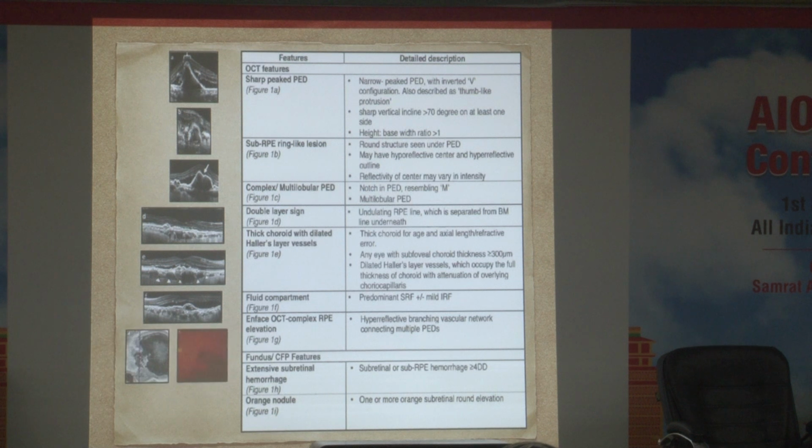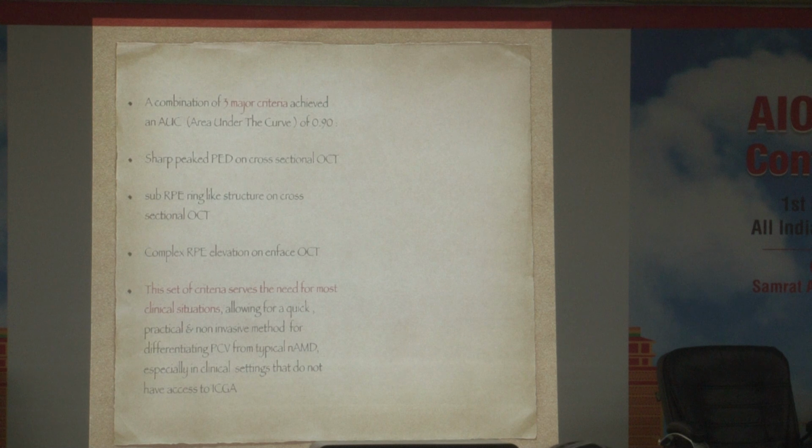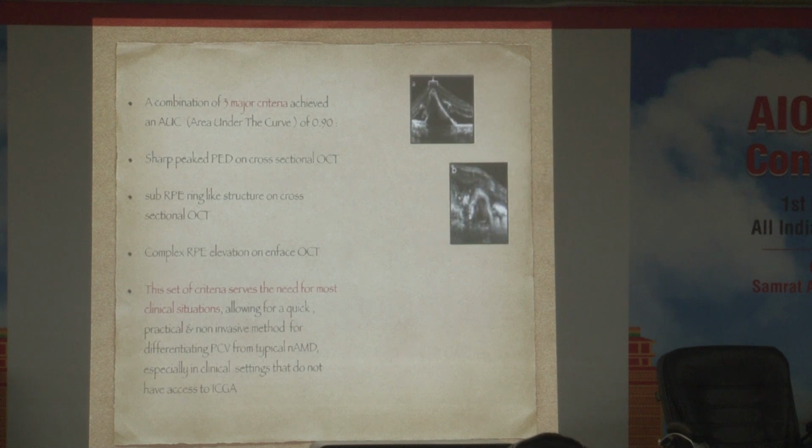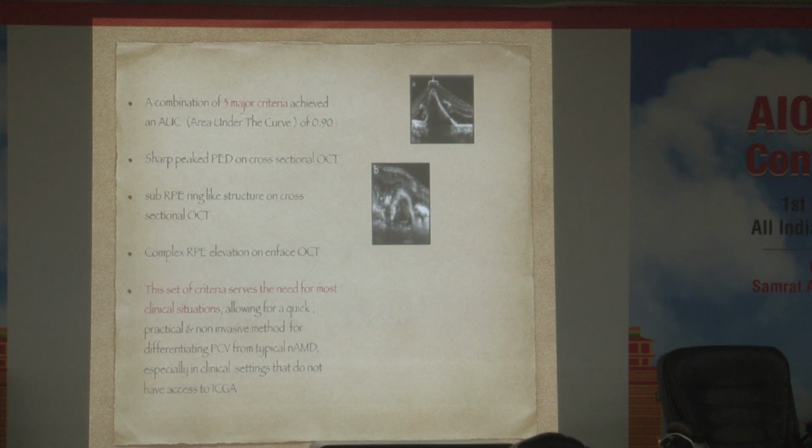Now coming to the fundus features, there is presence of extensive subretinal hemorrhage and presence of one or more orange subretinal round elevations. A combination of 3 major criteria achieved an area under the curve of 0.90, and that is sharp-peaked PED on cross-sectional OCT, sub-RPE ring-like structure on cross-sectional OCT, and complex RPE elevation on end-face OCT.